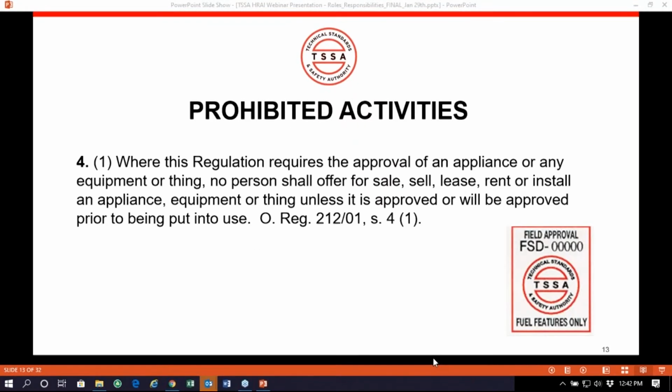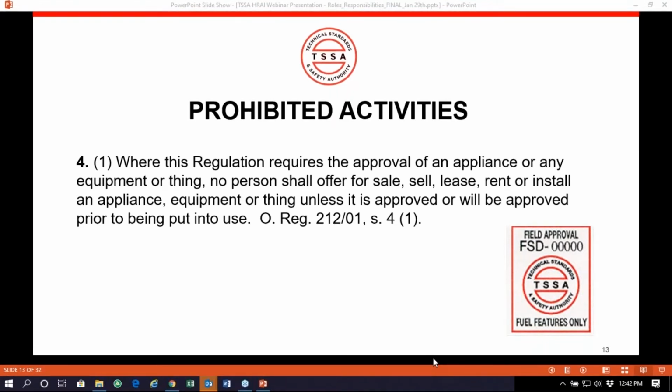Moving on to Section 4, which is prohibited activities, where this regulation requires the approval of an appliance or equipment or thing: no person shall offer for sale, lease, rent, or install an appliance, equipment, or other thing unless it's approved or will be approved prior to being put into use. So what this means is that all of the equipment must be certified by one of those agencies that I showed you on the previous slides, or they must be field approved by TSSA.